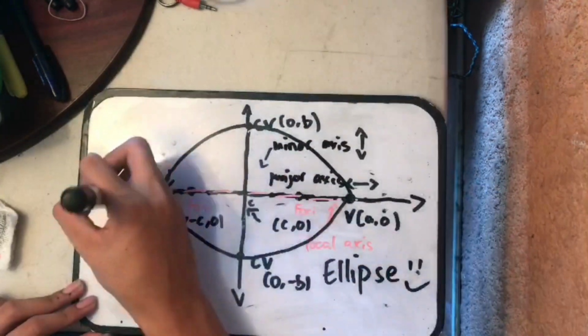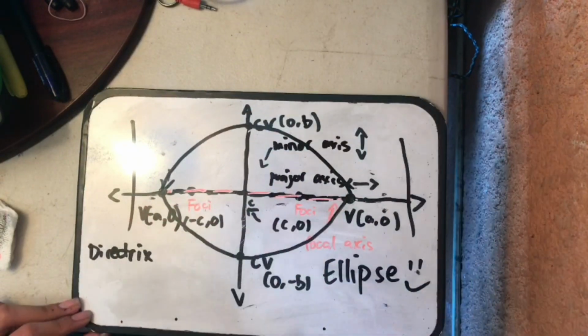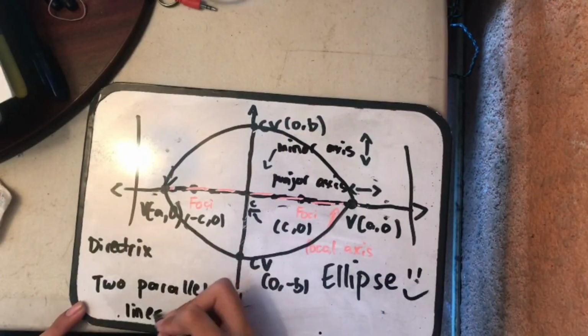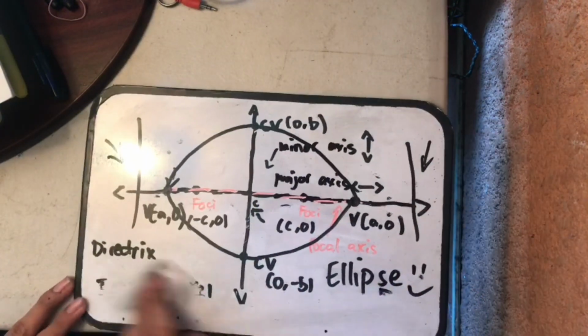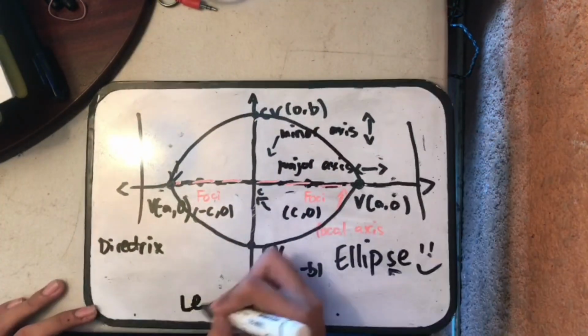But wait, there's more. The directrix, or directrices, are two parallel lines on the outside of an ellipse. You can see here.